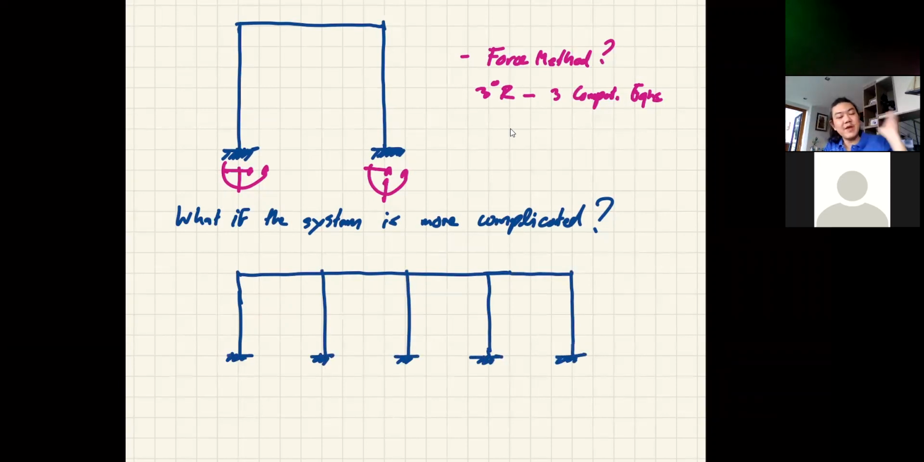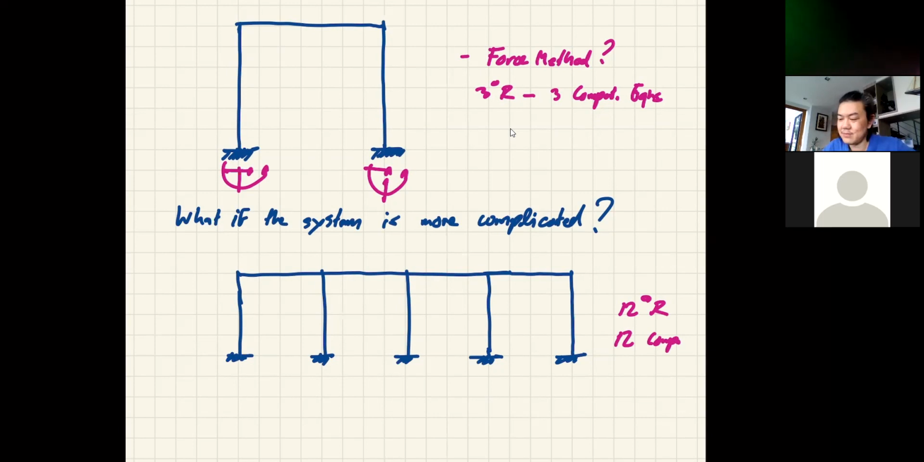So say now you have 15 reactions, right? 3 at each support, and you have the good old 3 equilibrium equations. So this one becomes 12 degrees of redundancy, and you need 12 compatibility equations to solve just the reactions. But to make the matter worse, who's going to build the frame with just a roof?